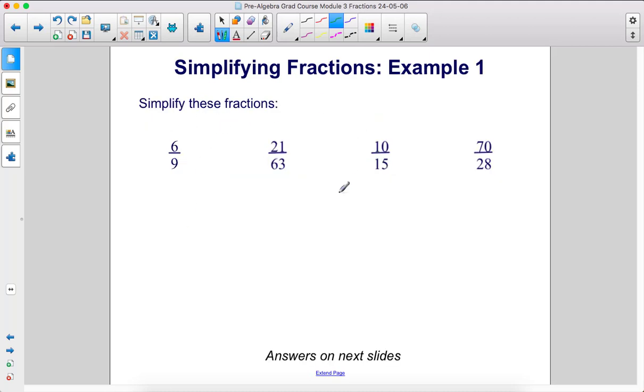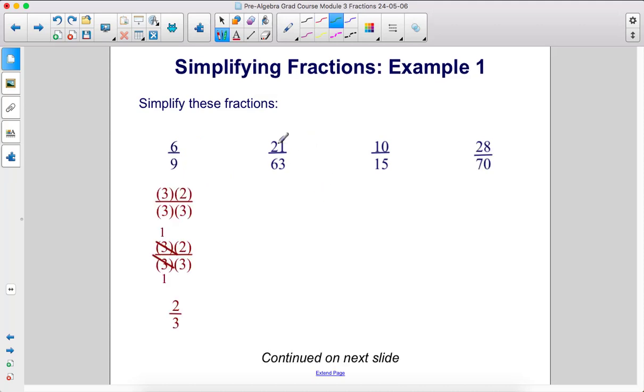Simplify these fractions. All right, I'm going to start with the first one here. 6 and 9. Well, if I rewrite these as their prime factors, we would get 2 times 3 and then 3 times 3. And look at that, we have a 3 and a 3, leaving behind 2/3 as our answer.